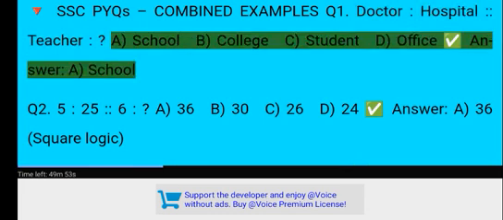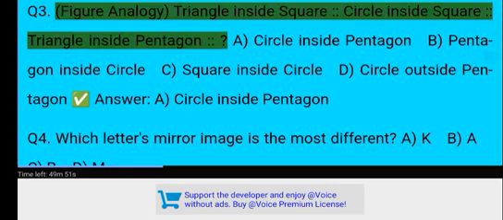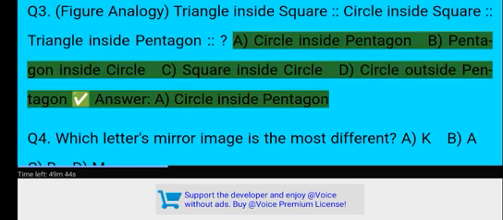Q1. Doctor, hospital; teacher, ? A, at school; B, college; C, student; D, office. Answer: A, school. Q2. 5, 25, 6, ? A, 36; B, 30; C, 20; D, 24. Answer: A, 36, square logic. Q3. Figure analogy: triangle inside square, circle inside square; triangle inside pentagon, ? A, circle inside pentagon; B, pentagon inside circle; C, square inside circle; D, circle outside pentagon. Answer: A, circle inside pentagon.